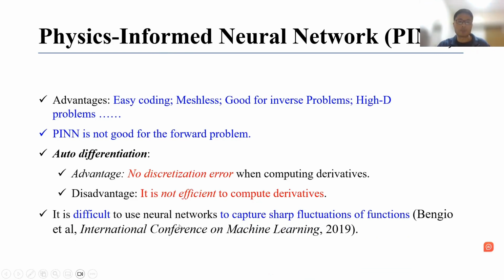So actually, when you approximate a problem with a sharp interface, like a large gradient, it is not very easy to approximate using a neural network. Not only neural networks, but also classical approximations, like polynomial approximation or Fourier approximation. All these kinds of approximations are not good for solving problems with a sharp interface. This is a common issue.